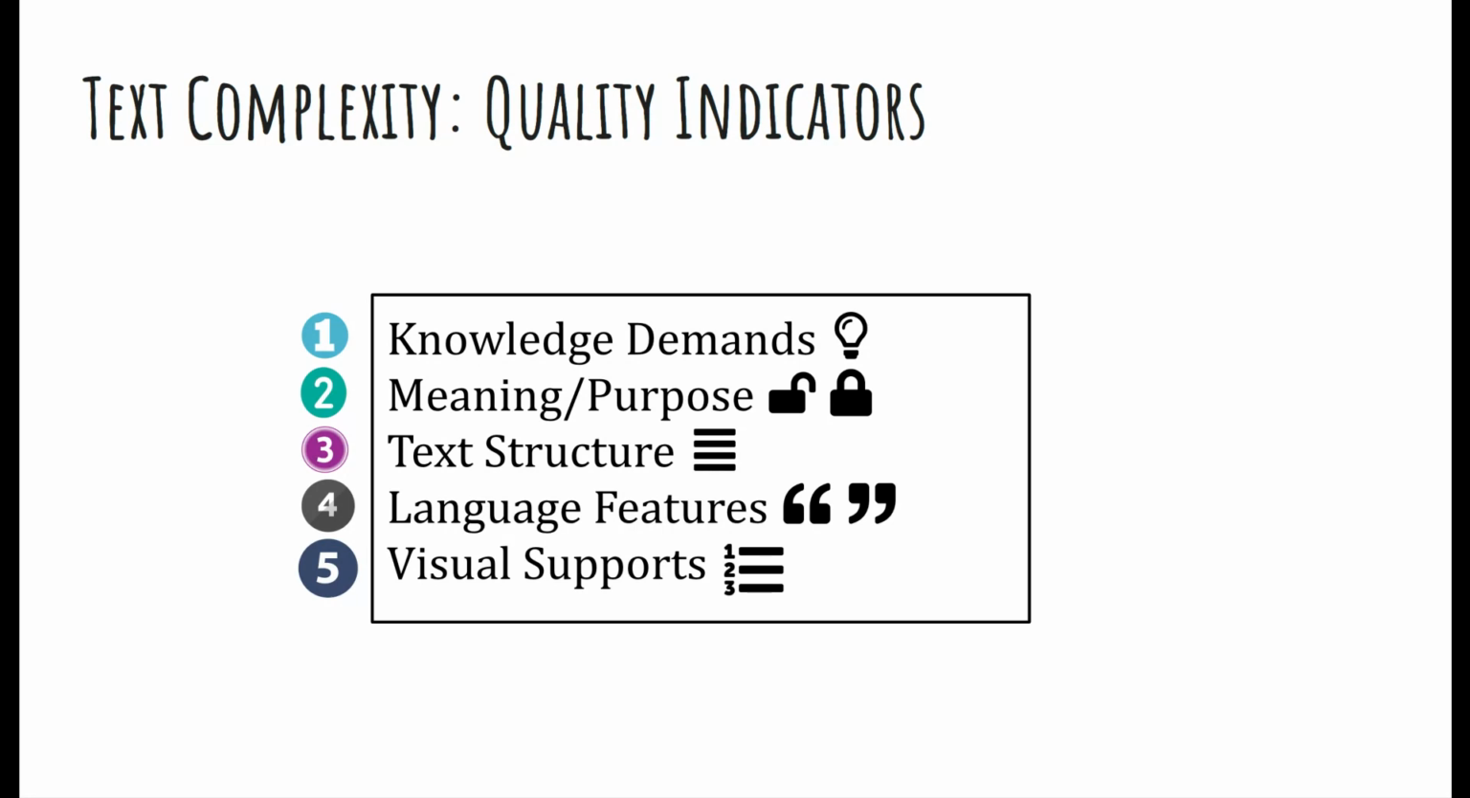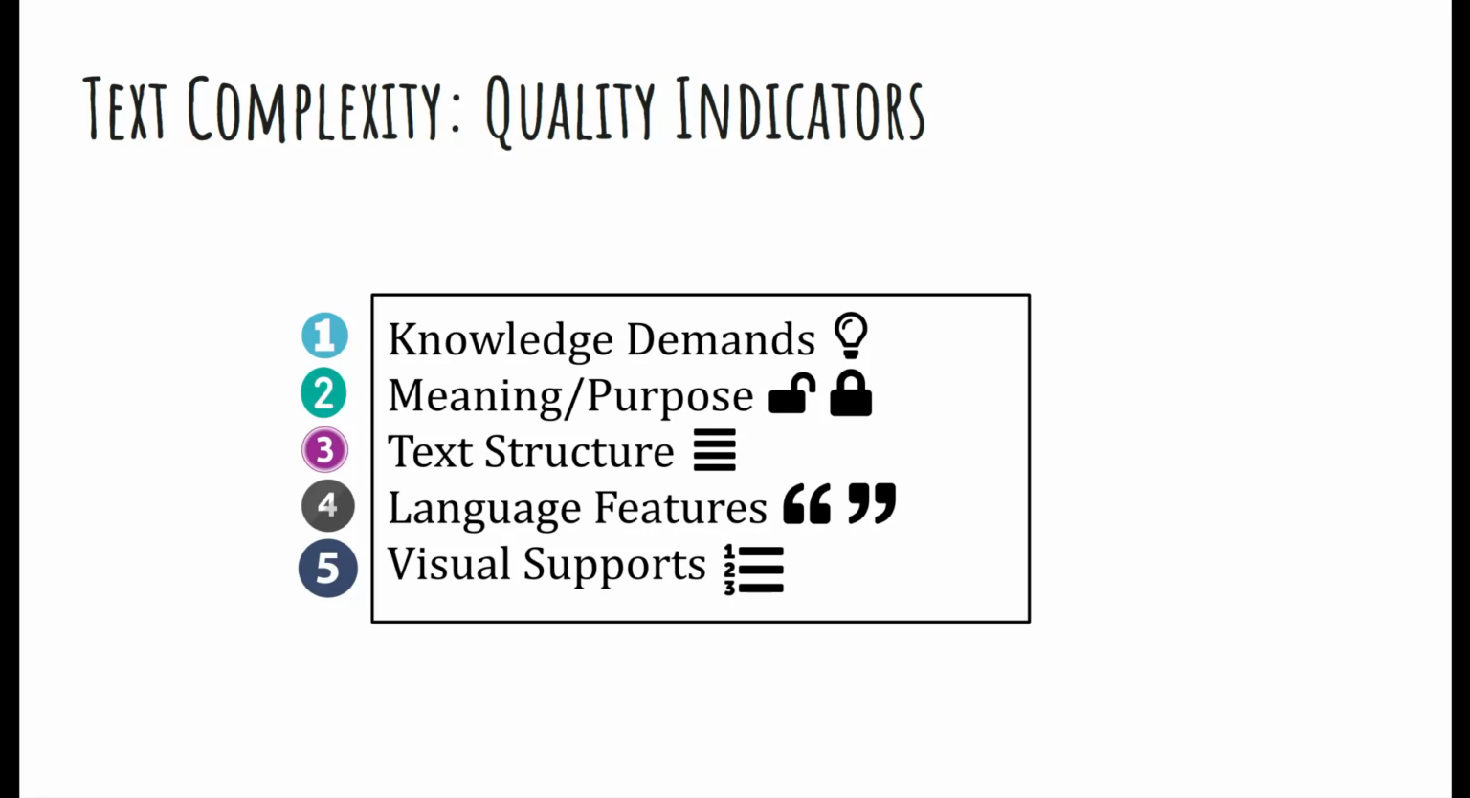Number three is text structure. Texts that are structured chronologically are less complex to read and access than texts that are not structured chronologically. So if a text has flashback or flash forward, if a text uses a complex structure like problem and solution or cause and effect, those texts are going to be more complex.